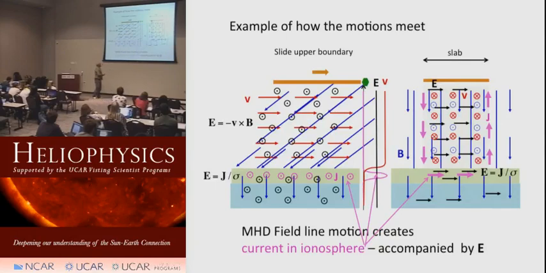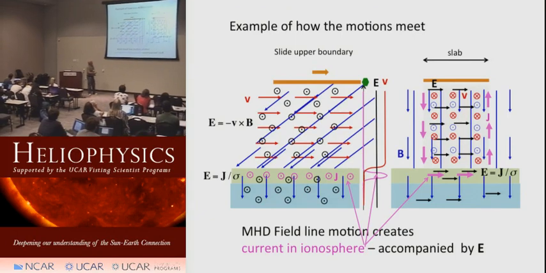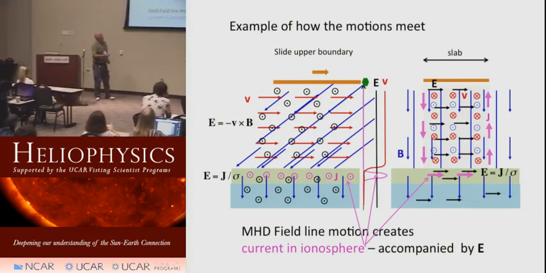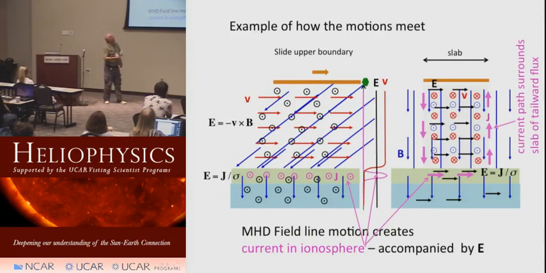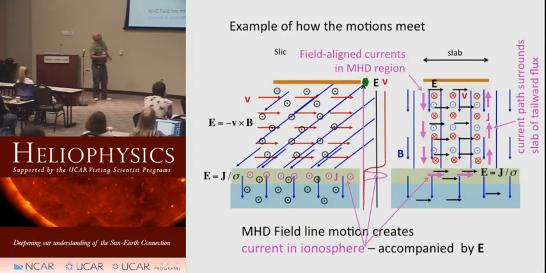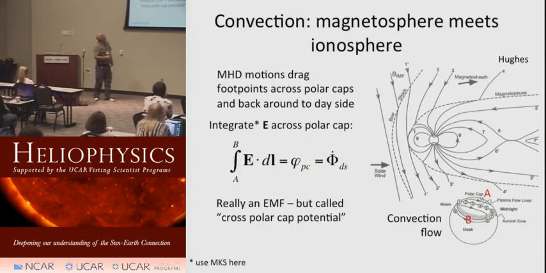So we get this field line motion, and it relates to an electric field, which I can think of as creating the current in the ionosphere. Okay? Then I have these other currents that basically have to completely surround the slab of flux that I've moved. And this is what creates what's known as the polar cap potential. I have my field lines being swept back, going from position 1, 2, 3, 4, 5, 6, 7, 8, then all the way back around 9.